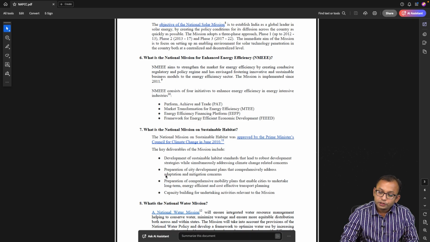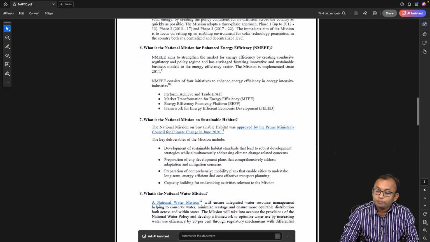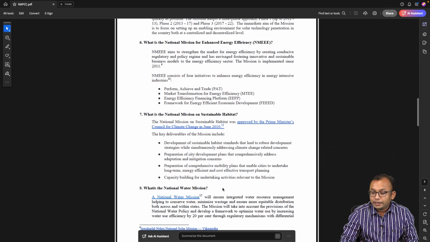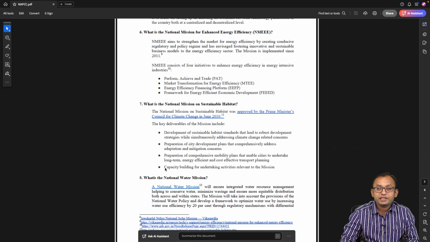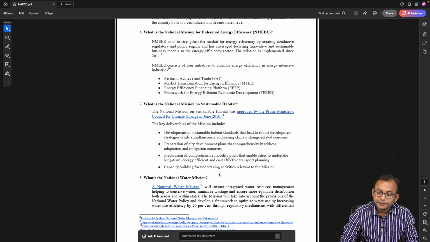It is also important to look at the preparation of city development plans that comprehensively address adaptation and mitigation concerns. It also looks at the preparation of comprehensive mobility plans that enable cities to undertake long term, energy efficient and cost effective transport planning. It also looks at capacity building for undertaking activities relevant to the mission, such as community capacity building or training programs.